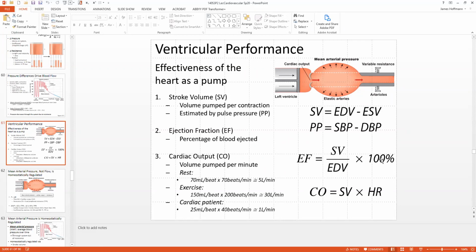And so again, using normal numbers, right? If end diastolic volume, looking at the top equation, was 100, and end systolic volume was 30, that means stroke volume would be 70. So ejection fraction, I get 70 over 100 times 100. So my ejection fraction normally is 70%. Someone who has cardiovascular problems, like had a heart attack, their ejection fraction might go down to 25 or 30%, and certainly be a problem.